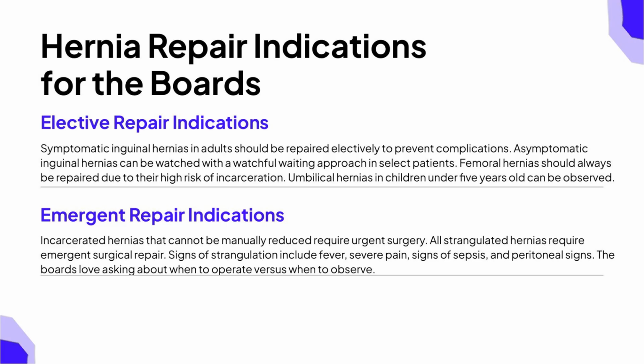For emergent repair indications, incarcerated hernias that cannot be manually reduced require urgent surgery. All strangulated hernias are surgical emergencies requiring immediate operative intervention. Signs of strangulation include fever, severe pain out of proportion, signs of sepsis, and peritoneal signs. A critical point is to never attempt reduction of a suspected strangulated hernia. The boards love testing when to operate versus when to observe, so make sure you know these indications cold.